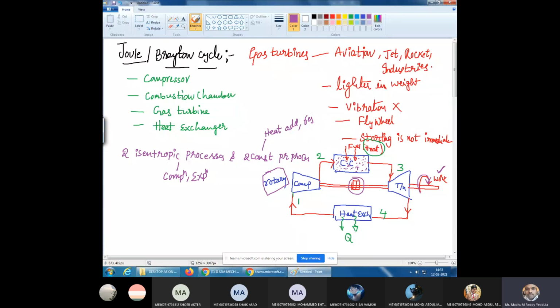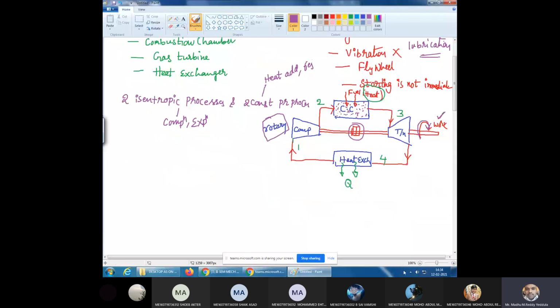Again, one more advantage of this gas turbine over the IC engine is that lubrication is not required. Lubrication is easy here in the absence of moving parts, and the only thing is we require cooling for the blades of the turbine. That's it. Lubrication is not a problem in case of the gas turbine. And let me draw the PV and TS diagrams.